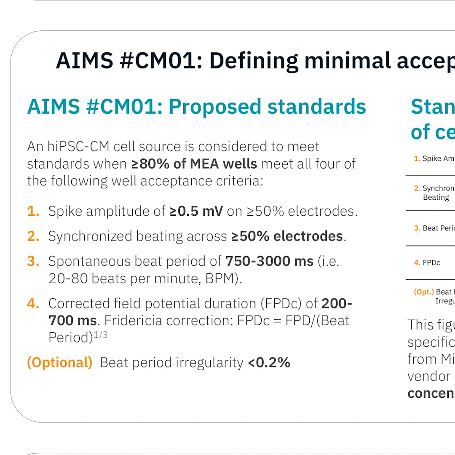should be discarded. 3. A spontaneous beat period of 750 to 3000 milliseconds, or in other words, 20 to 80 beats per minute. The acceptable beat period range is wide.